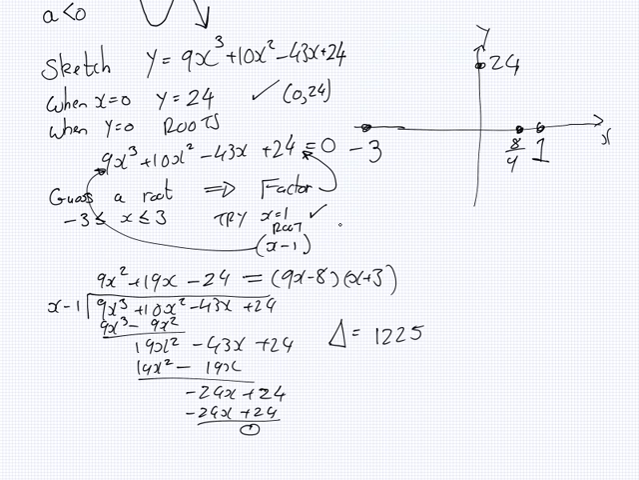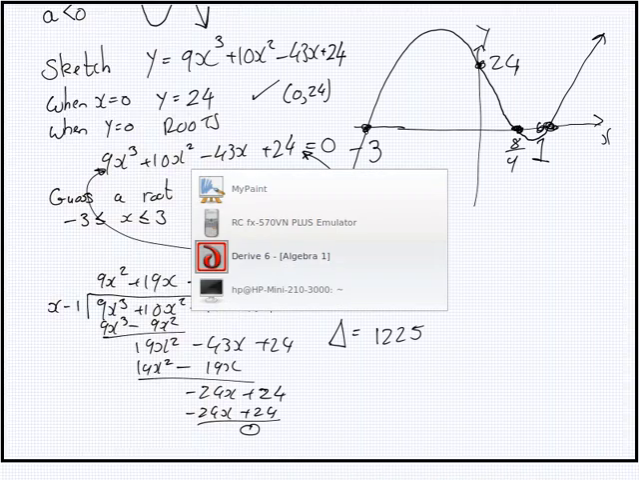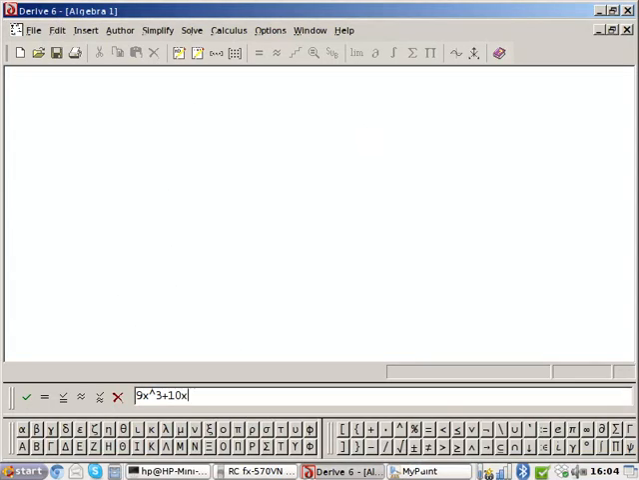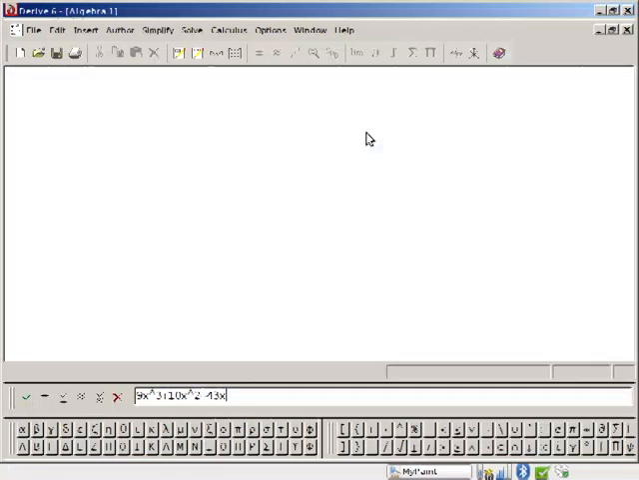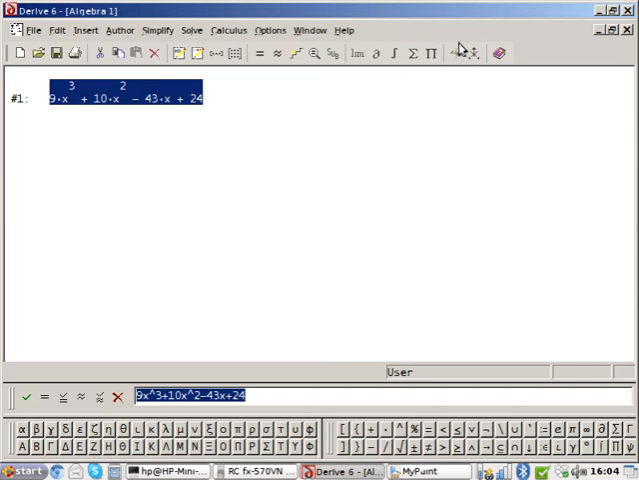Ah, nearly. Close enough. There we go. So this is what the graph looks like. Let's check. 9x cubed plus 10x squared minus 43x plus 24.